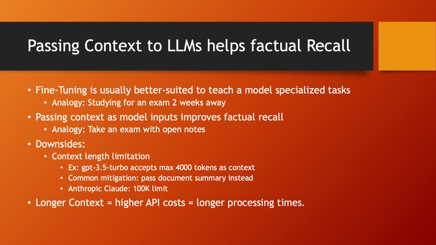The downside would be context length limitations. GPT 3.5 Turbo accepts a max of 4000 tokens as context, whereas Anthropic Claude can accept up to 100k tokens. Longer context means higher API costs, and it also means longer processing times.